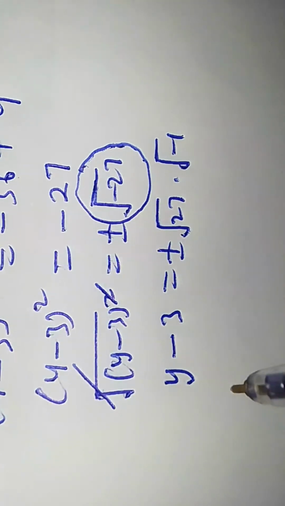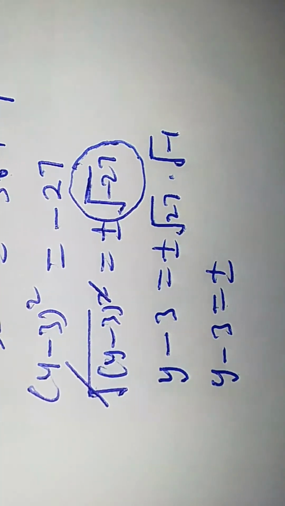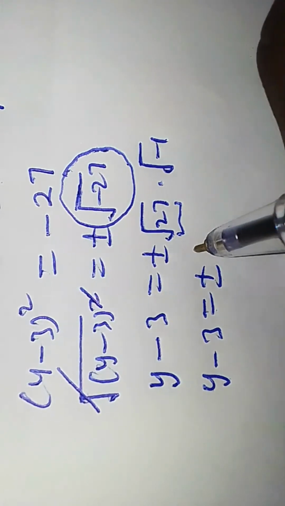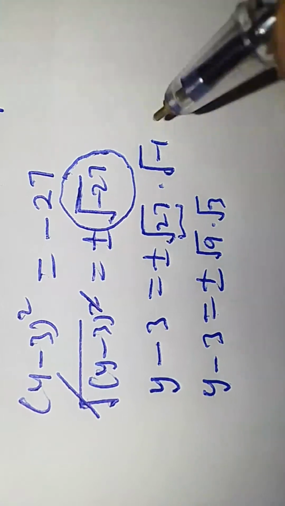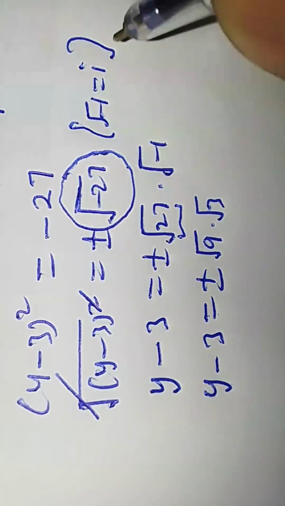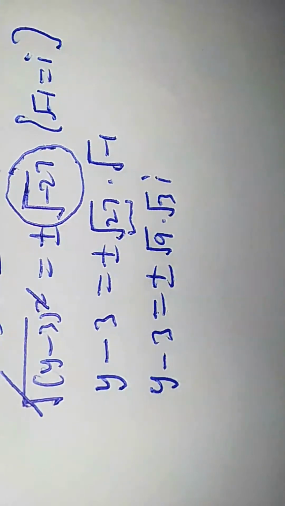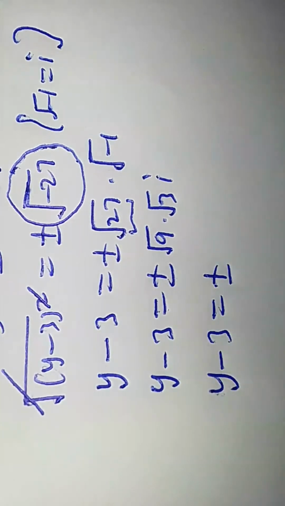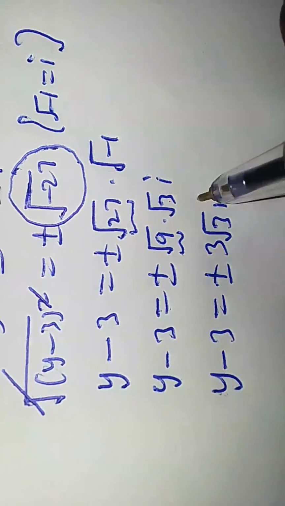Let's proceed further. y minus 3 is equal to plus or minus. We can also rewrite the square root of 27 as the square root of 9 times the square root of 3. But don't forget, the square root of minus 1 is equal to i from the complex numbers. So this becomes i. Let's proceed further. y minus 3 is equal to plus or minus. What is the square root of 9? That is 3 times the square root of 3 i.